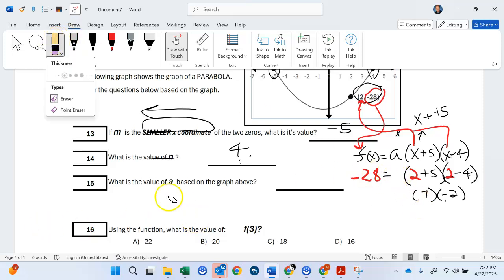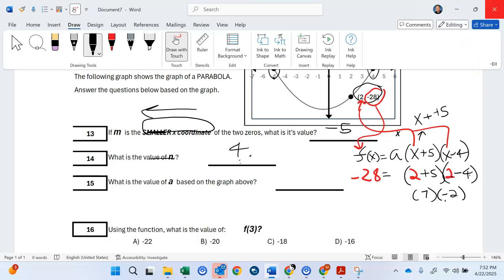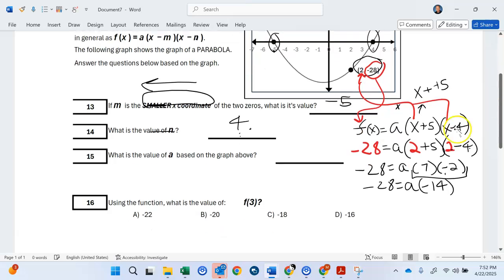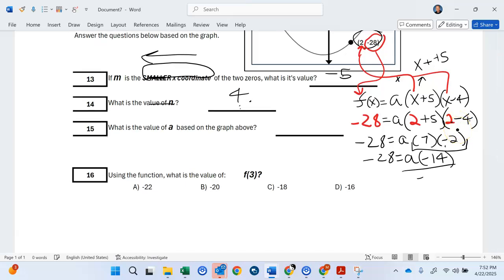So I'm going to put those back as being a here, and this is a, and this is -28 still, okay? And then we go over here, 7 multiplication, use your calculator, but it's -14, and then this is times a, okay? -28 equals that. And then remember, what we have to do is divide both sides by -14. This cancels out, right? And then on your calculator, this is not minus, it's negative. So -28 divided by -14, that's actually 2, okay? So 2 is equal to a, okay?